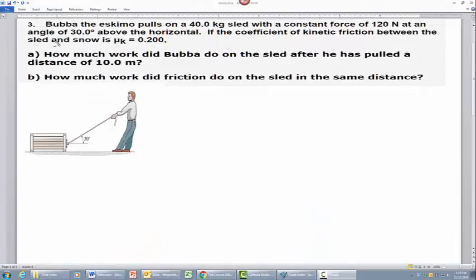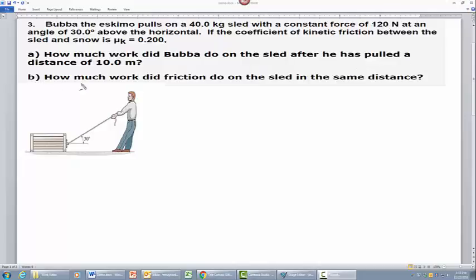Now let's look at work and kinetic friction. Bubba the Eskimo pulls a 40 kilogram sled with a constant force of 120 newtons at an angle of 30 degrees above the horizontal. If the coefficient of kinetic friction between the sled and the snow, mu sub k, is 0.2, how much work did Bubba do on the sled after he's pulled a distance of 10 meters?